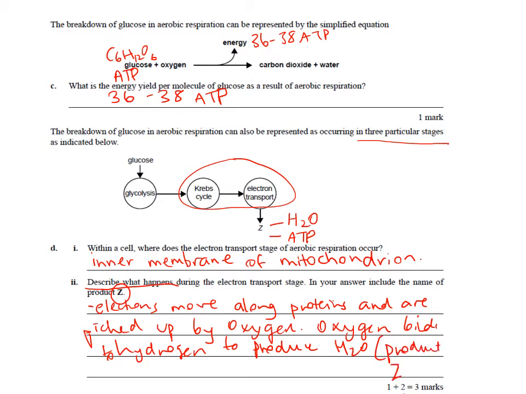Now there's a lot of things that happen in the electron transport chain. So you could either describe this process of the H2O getting produced, or you could describe the process of the ATP getting produced. So you could say every time electrons move along the electron transport chain, ATP synthase combines ADP and phosphate to produce 32 to 34 ATP total, and indicate that that is product Z. So narrow down what you want your answer to be and write your answer for that.